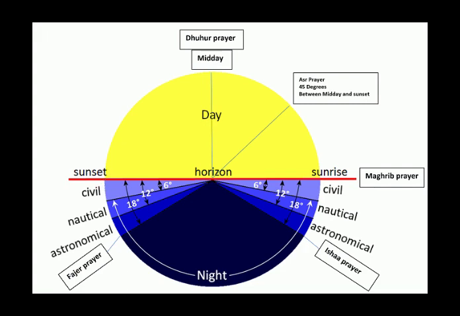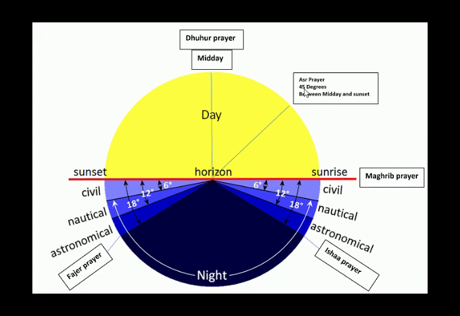Moving to the second prayer, the Dhuhr prayer, the sun at this time will be at the highest position in the sky, which is called exactly midday. The third prayer, Asr prayer, means that the length of the shadow of something is as its length. And this happens when the sun is at 45 degrees in the sky between midday and sunset.